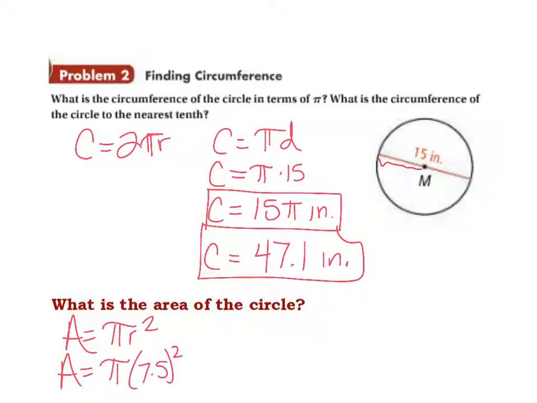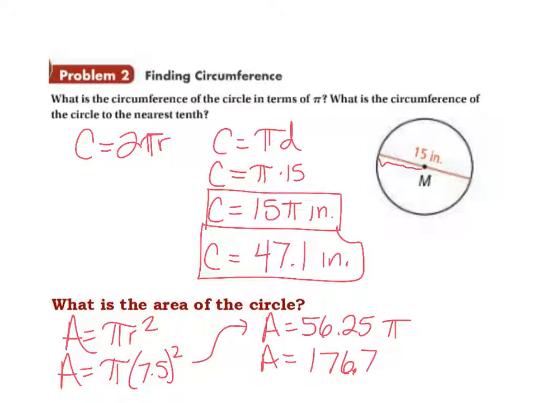I'm just going to type that into my calculator. I added this question in, so I'm not sure if they want a decimal or in terms of pi. I guess I could do it both ways again. If I take 7.5 and square it, I'm left with 56.25, and then I still have the pi attached there. Now if I want to approximate that, I'll take my 56.25 and multiply it by pi. And then I'm left at 176.7 if I go to the tenths place.